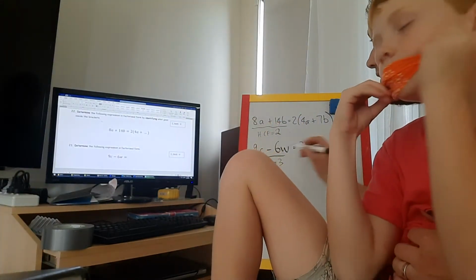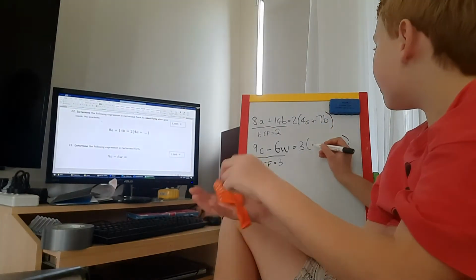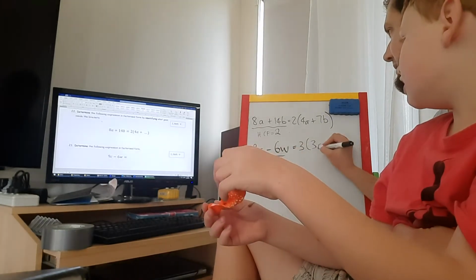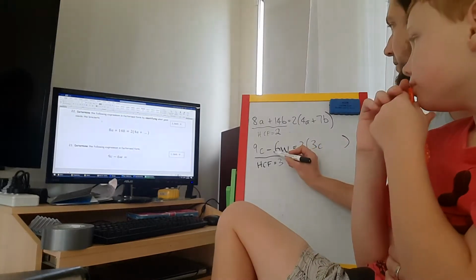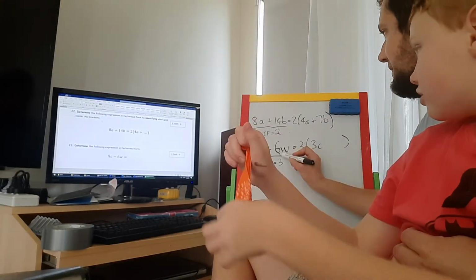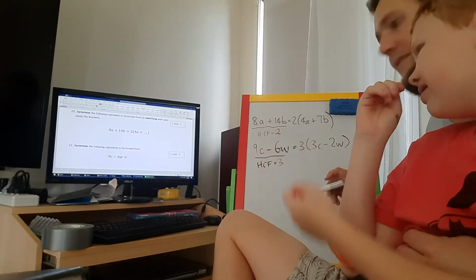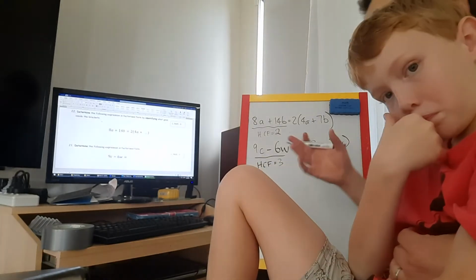Then we have to think, 3 times what gives us 9c? 3 times 3. Yeah, it'll be 3c. And then 3 times what gives us 6? 2. Yeah, so it'll be take away 2w. See? So that's Year 8 maths though. You need to actually practice that a lot.